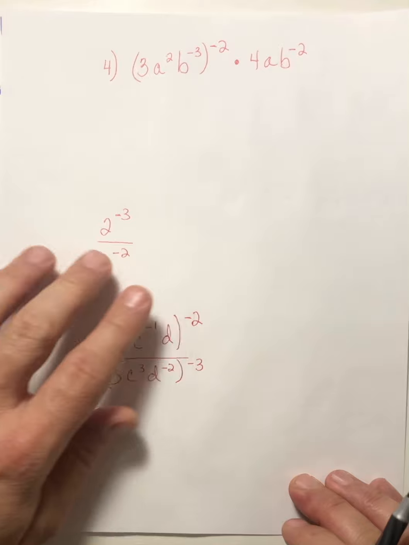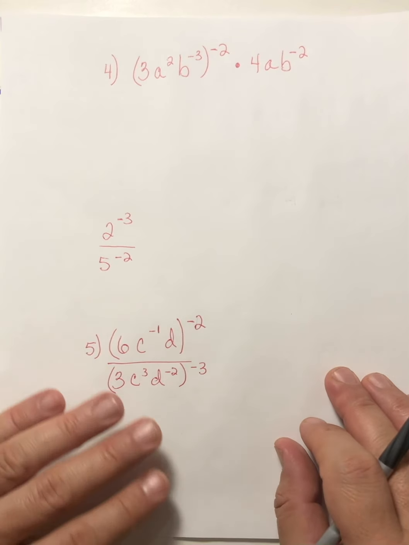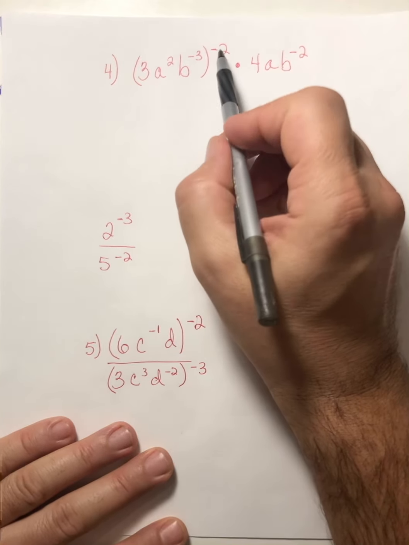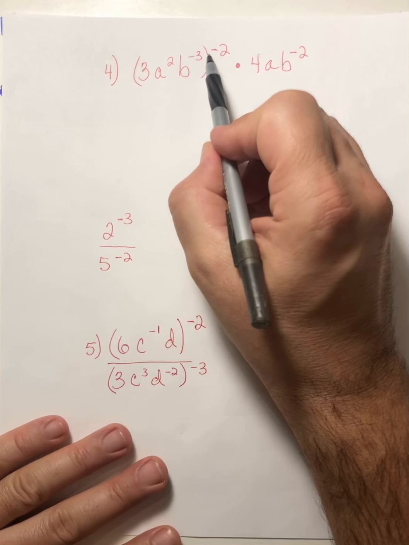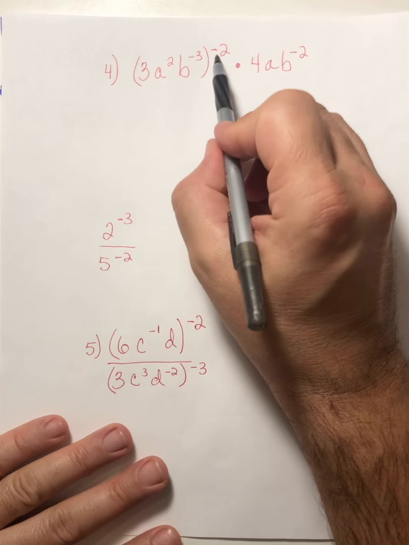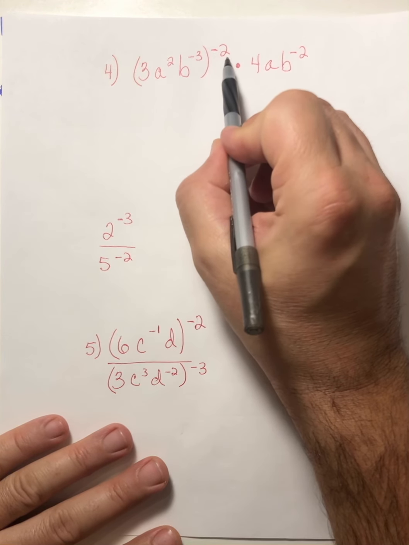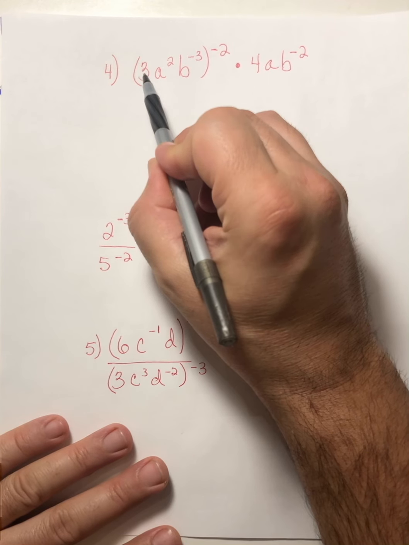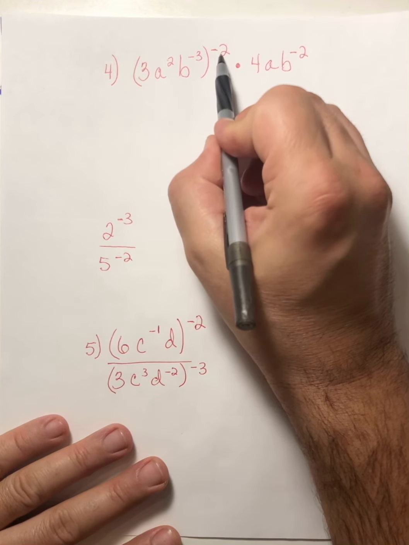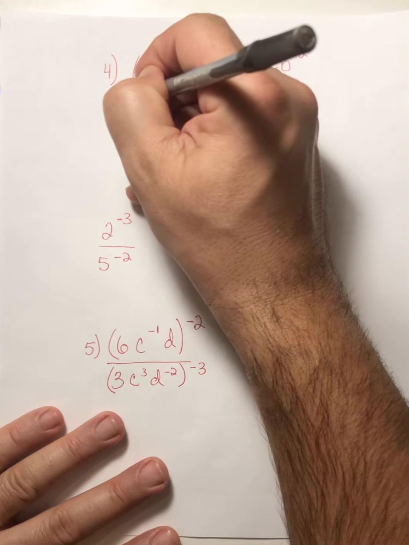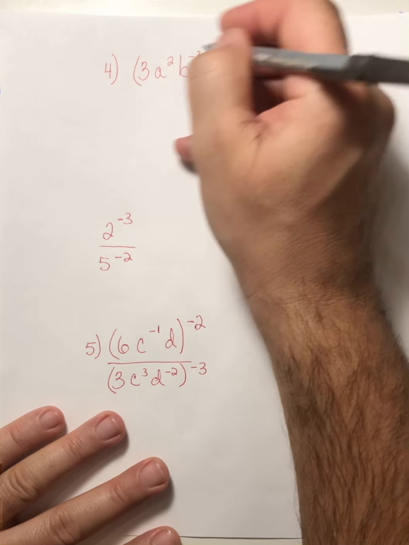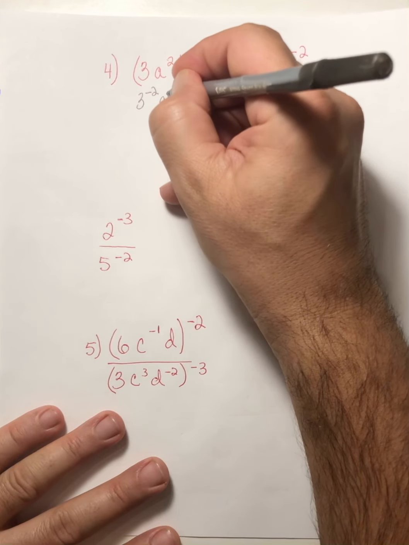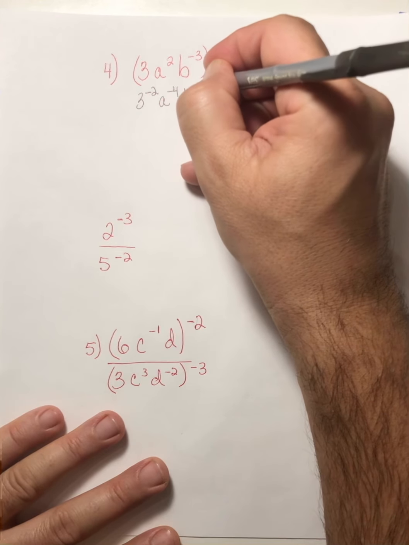All right, got some wackiness up top here. Let's take care of this. We have to multiply, and we have to raise to the negative 2 power. So what do I do with these exponents? I have to multiply. What do I do with the 3? It's literally 3 to the negative 2 power. So I'll write it out: 3 to the negative 2, and then it's a to the negative 4, b to the positive 6.